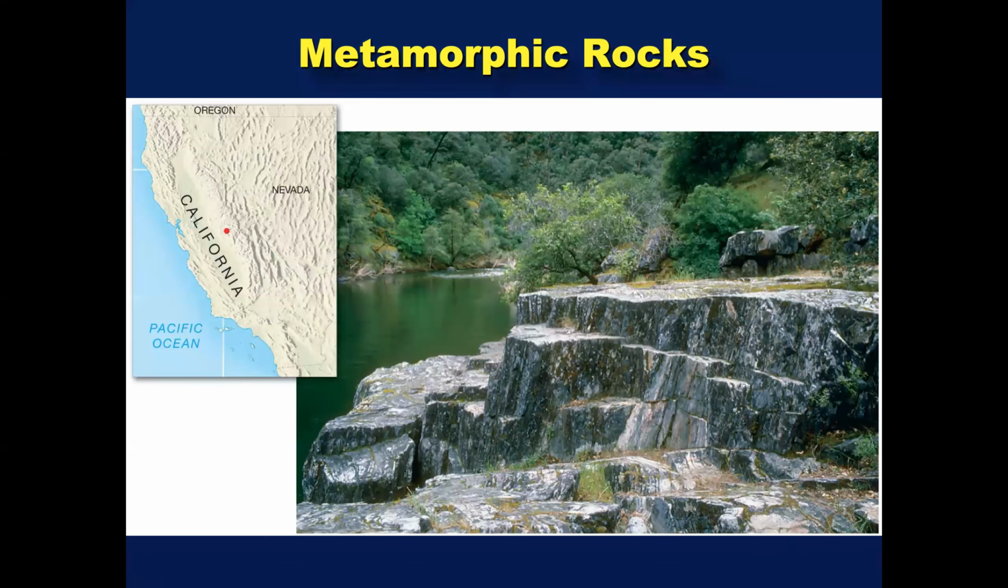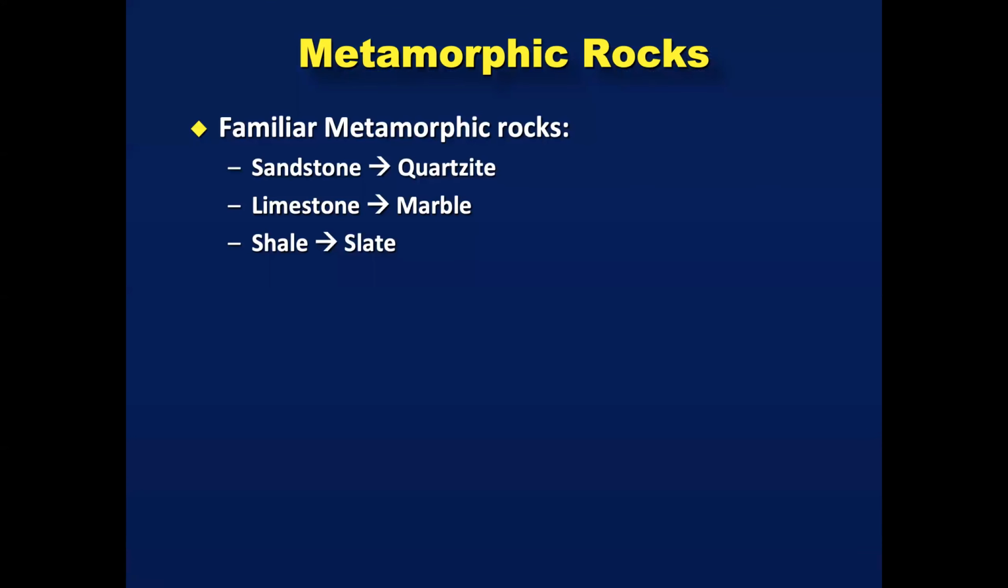And here's another example of material that has been altered. So these are some of the more common metamorphic rocks: sandstone to quartzite, limestone to marble, shale to slate.